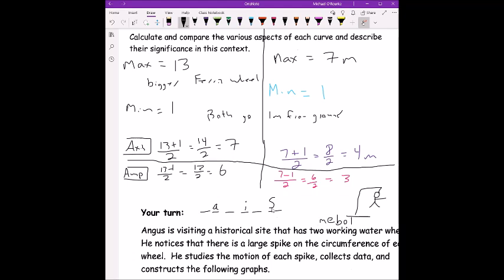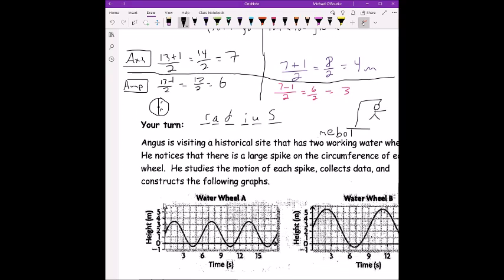Think about what shape a Ferris wheel is. Radius, very good. That represents the radius of the Ferris wheel. Okay? Because if you think about it, there's my wheel, right? How far it goes up and down is equal to the radius. Does that make sense to everybody? Right? Once you see it, it kind of makes sense. All right.